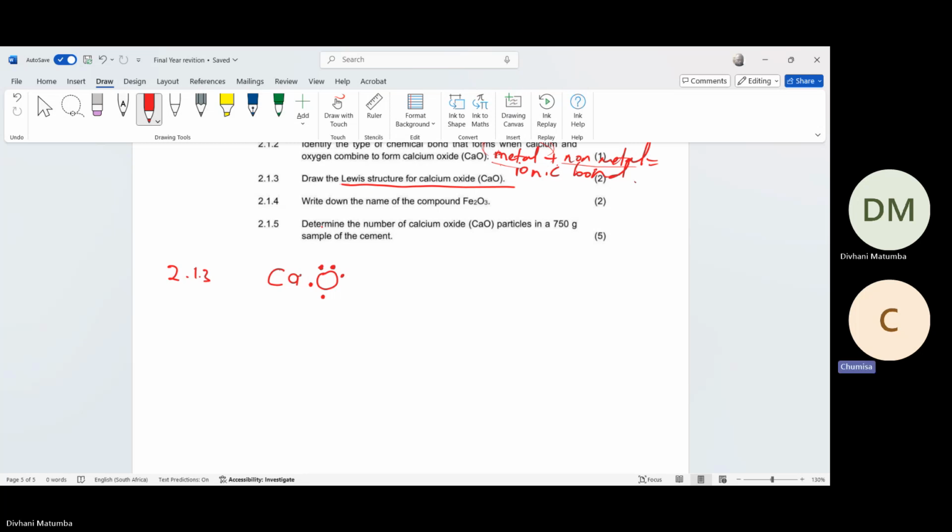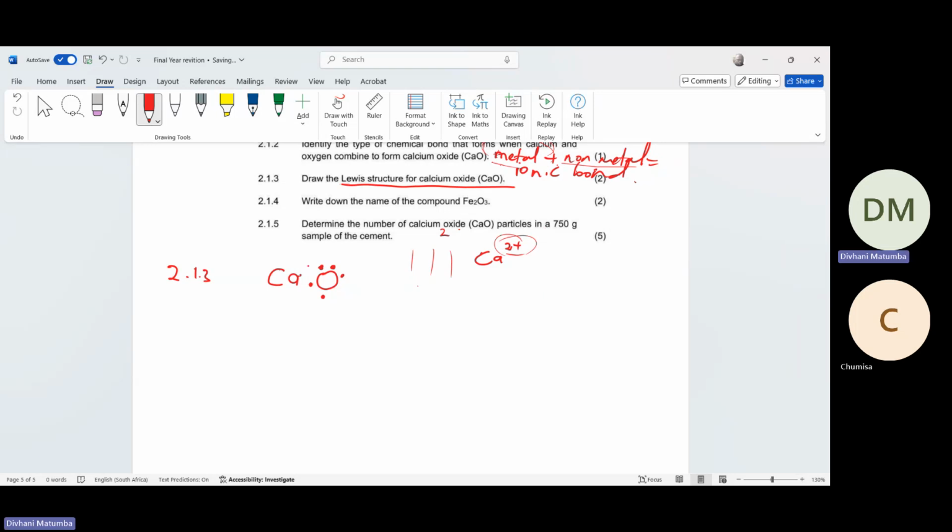I think it gains. It loses electrons to become 2 plus. It will lose 2 electrons. If you go back to your periodic table, calcium is in group 2. Therefore, it will lose 2 electrons. Metals lose electrons to become, let's say for instance, 2 plus. It becomes 2 plus because it has lost electrons.